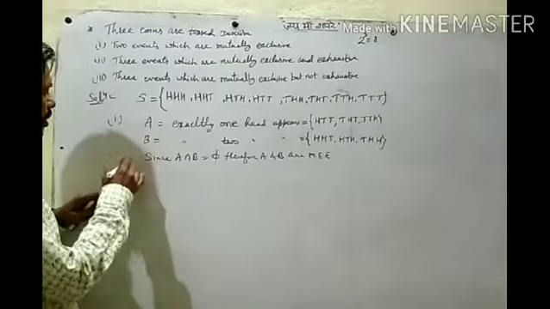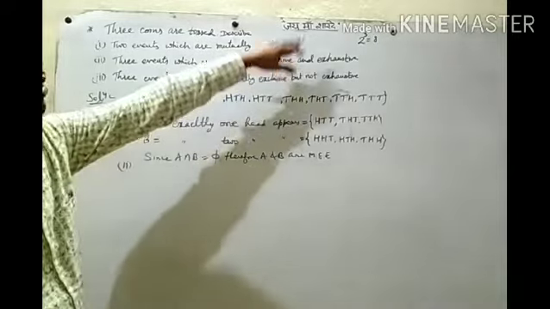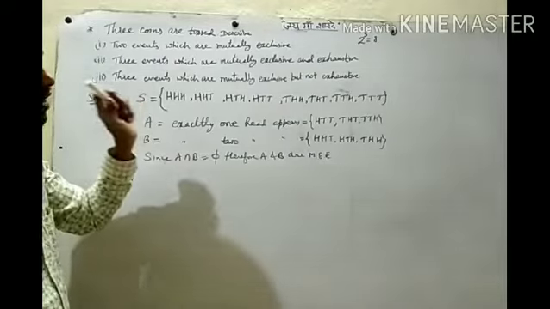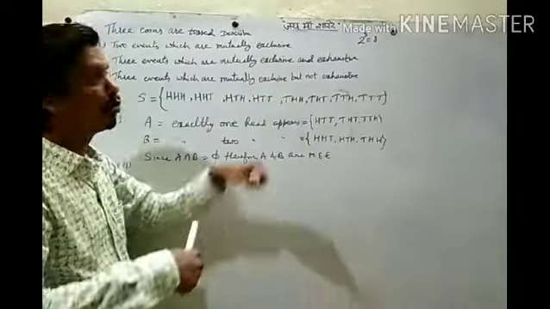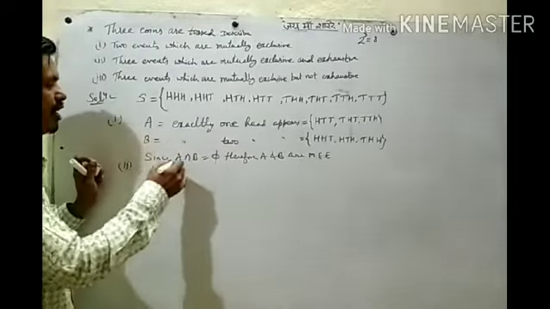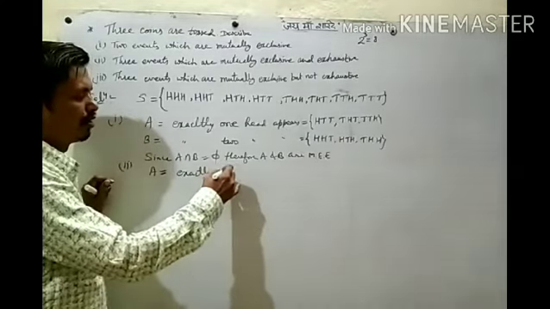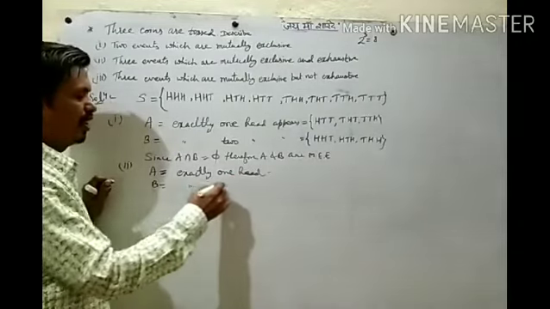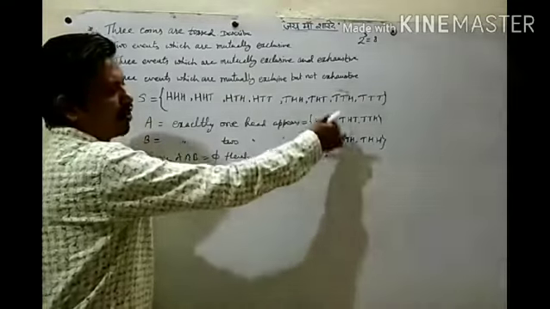Now the first question, second part: 3 events which are mutually exclusive and exhaustive. Mutually exclusive and exhaustive means their intersection should be empty and their union should be the sample space. So like the first question, we can take event A: exactly 1 head appears. Event B: exactly 2 heads appear. These have no common elements.